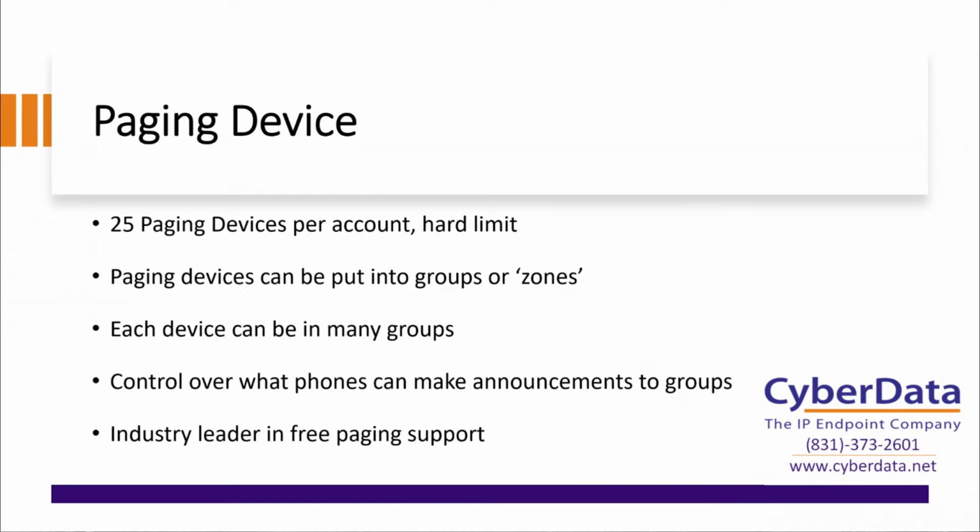So when you're setting up a paging device, just to talk about this a little more in depth, you've got a hard limit of 25 paging devices per account, and all of these different paging devices, after you set them up, can be put into groups. Effectively, these are just zones that are controlled through RingCentral. And each of these devices can be in many groups. So say, for example, in a school where you've got speakers in every single room and an all page group, you can have a group of speakers that would only be first grade, only be second grade, and so on. So you're not limited to one paging device being in only one paging group. A paging device can be in as many groups as you like.